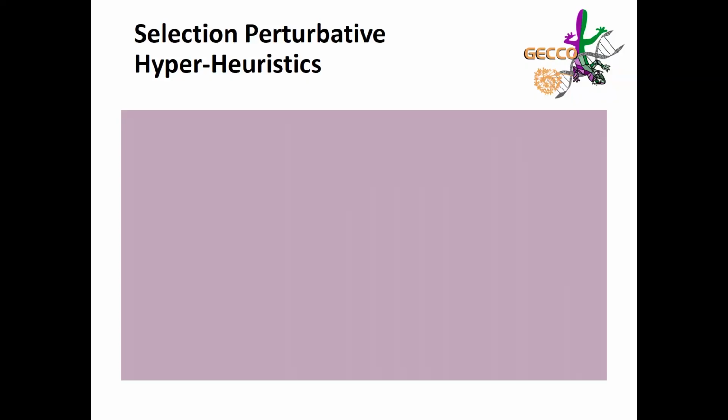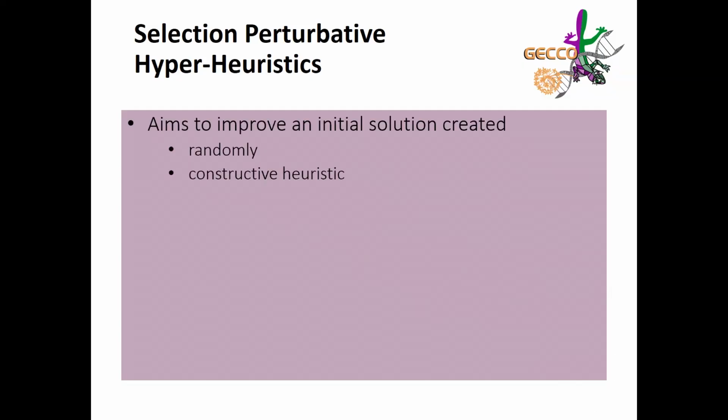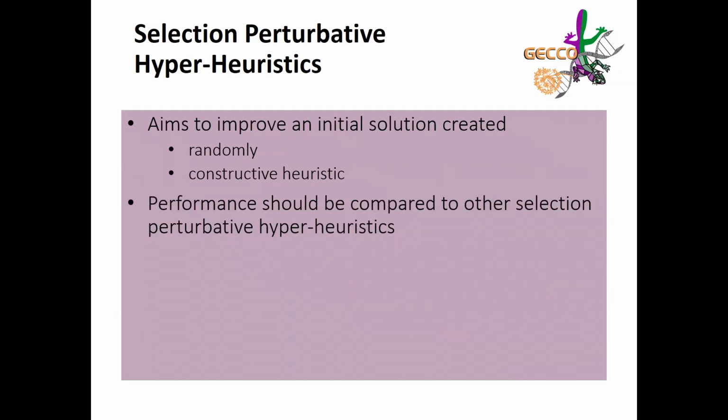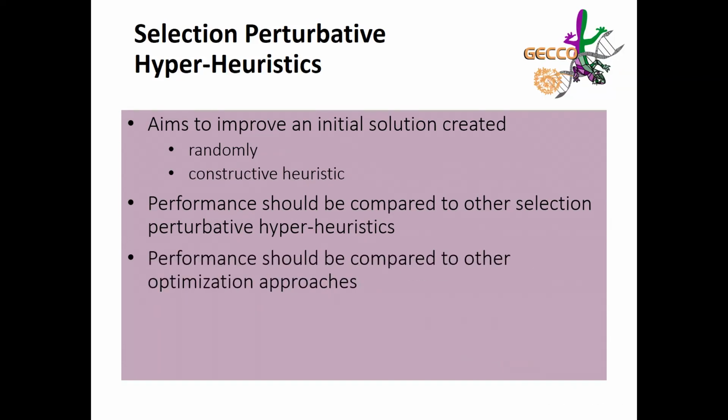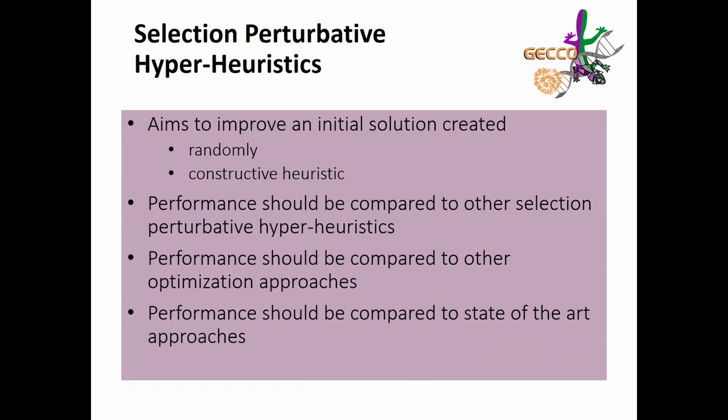There you are moving, you are perturbing in the search space with some initial point that you've created either randomly or by using a selection constructive hyperheuristic. So in that case, yes, it should be able to compare with state of the art. So it usually has an initial solution that's created either randomly or using a constructive heuristic or a selection constructive hyperheuristic. And you could compare to other selection perturbative hyperheuristics. It can be compared to state-of-the-art approaches as well, because that is actually doing your search in the search space from an initial point.